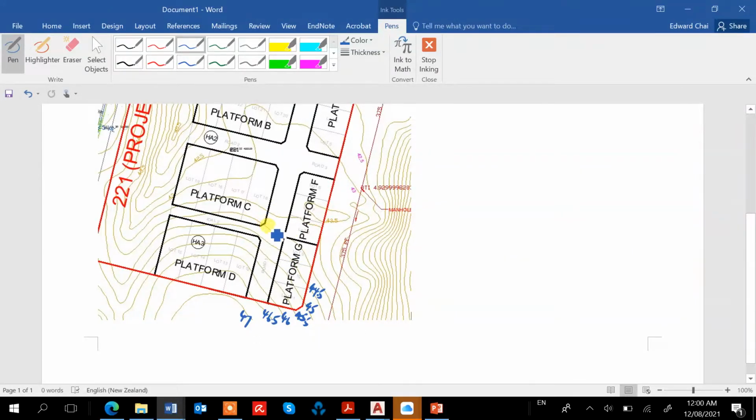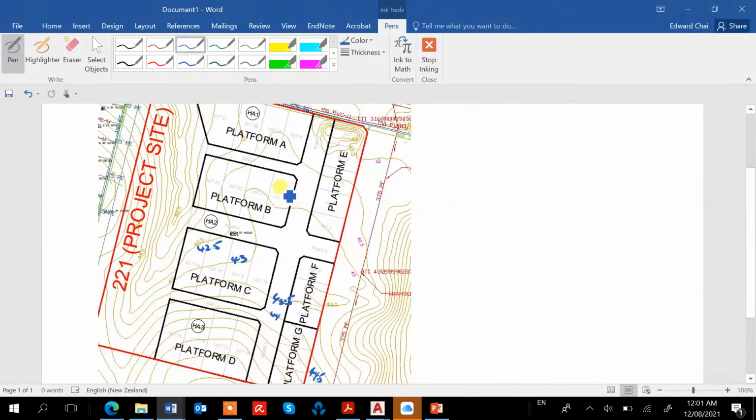This one will be 44, 43, and then we have 42.5 here, and then 43. Yeah, this one is 43.5, not 40. Okay, and we go down that way. This one will be 42.5, because it is a continuation of this contour.